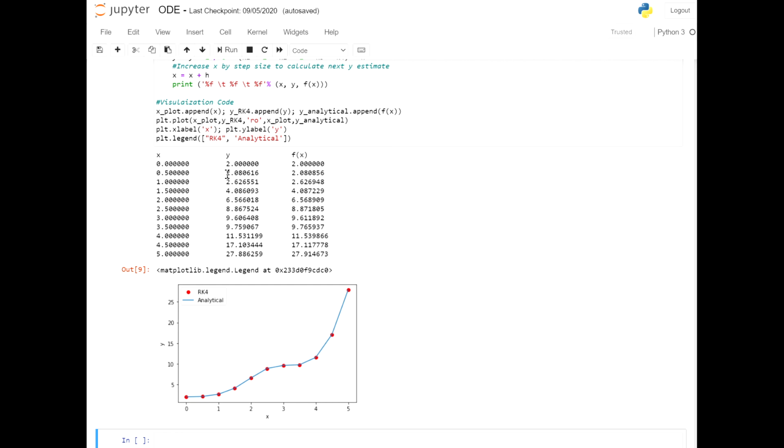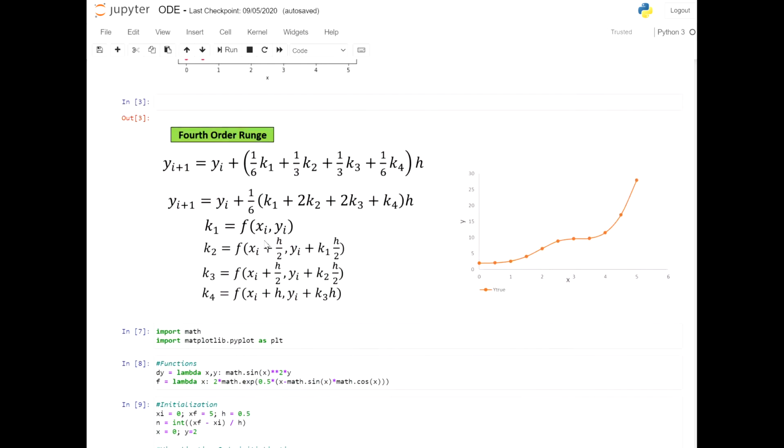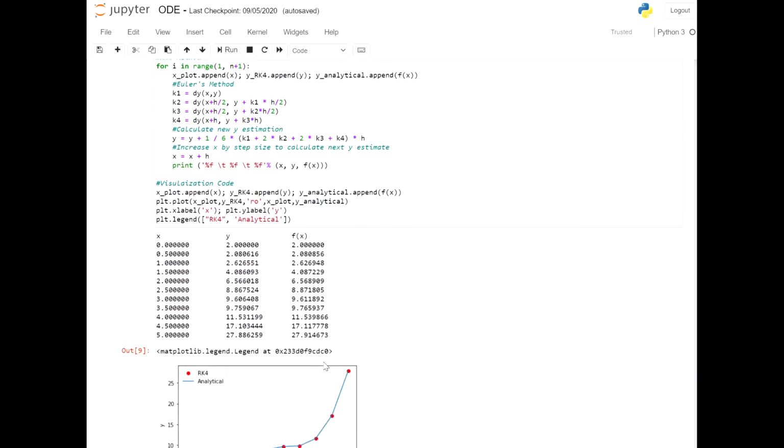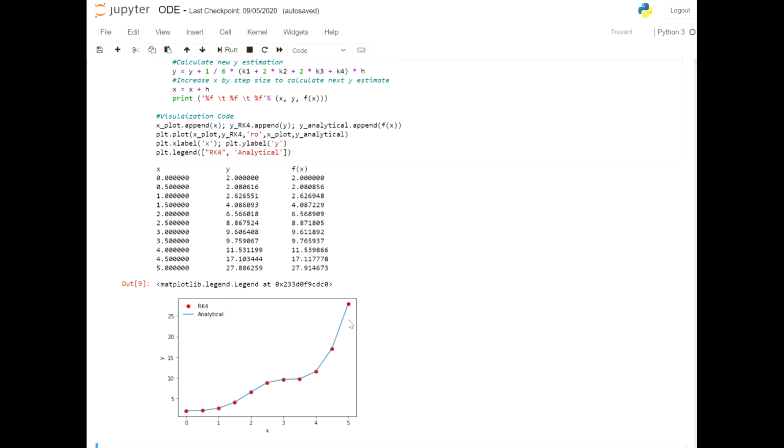So if we look at the second value, 2.08, 2.08, 2.6265, 2.6269, 4.086, 4.087. So you can find that the numbers are very close. So compared, this is the Runge-Kutta fourth, and if I go back here, these are the Runge-Kutta third. So we got an even more excellent approximation for this differential equation using the fourth order, which is why this is actually the common technique used to solve ordinary differential equations. Then you can see how effective it is.